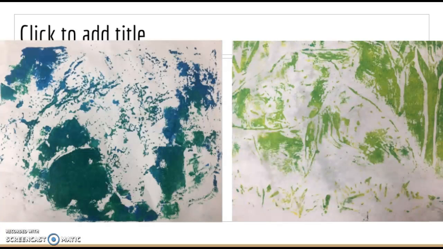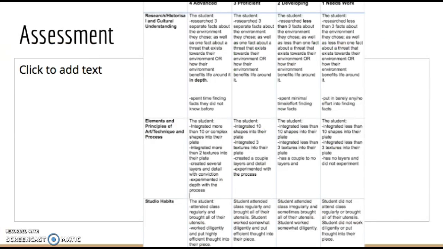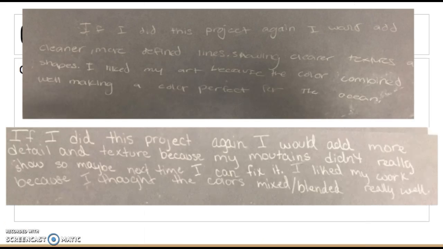We did a lot of midway reflections. What have you been learning? What have you been discovering? And then here's the final assessment rubric based off of researching their facts, integrating 10 shapes, 3 textures, layers, and the studio habits as well. Here's the reflection.